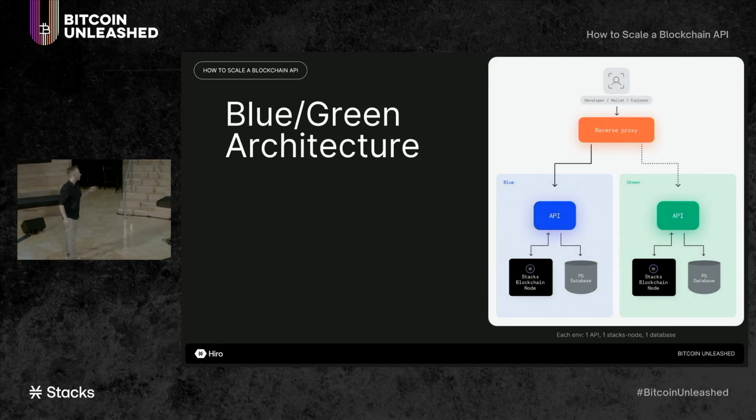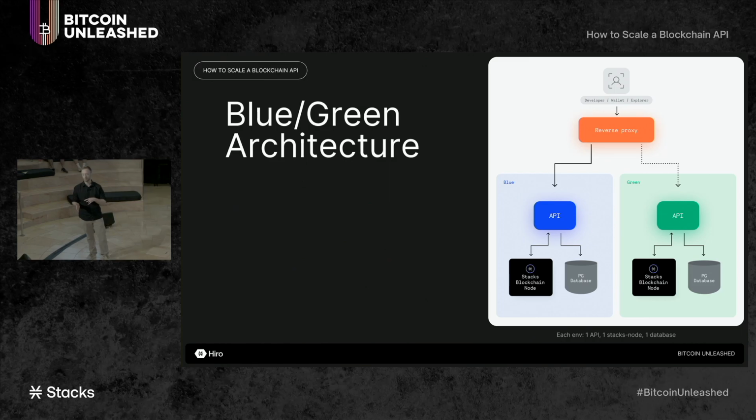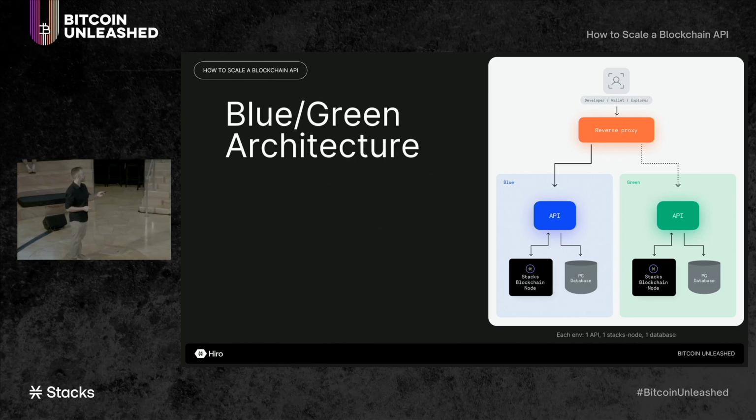So I switched to what's called blue-green architecture. If you're not familiar with that, what that means is that we actually have two separate deployments of the API. And we just label them blue or green, but you could call them A or B or 1 or 2. It doesn't really matter so much. But essentially, traffic is only live to one of the environments at a time.